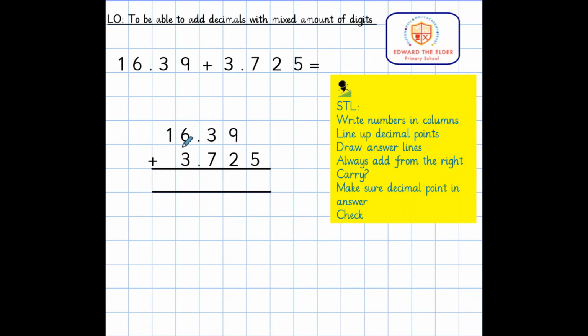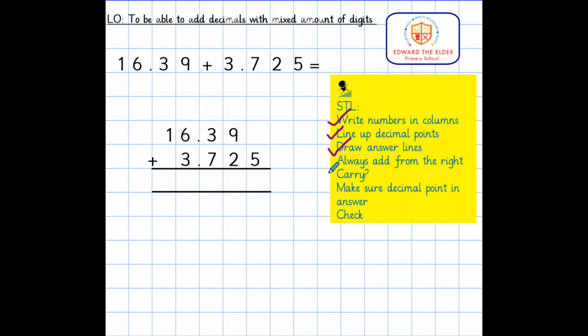So as you can see, I've lined up all our columns. I'm going to give that a little tick to remind me that I've done it. The next, line up the decimal point. This is the most important part of the steps to learning. If we don't line up the decimal point, our answer will be wrong before we've even started. Draw answer lines. As you can see, I've used a nice ruler to draw my answer lines, so that we keep it nice and tidy.